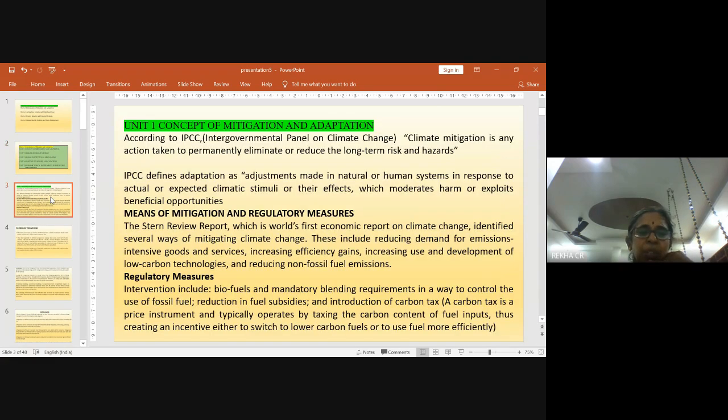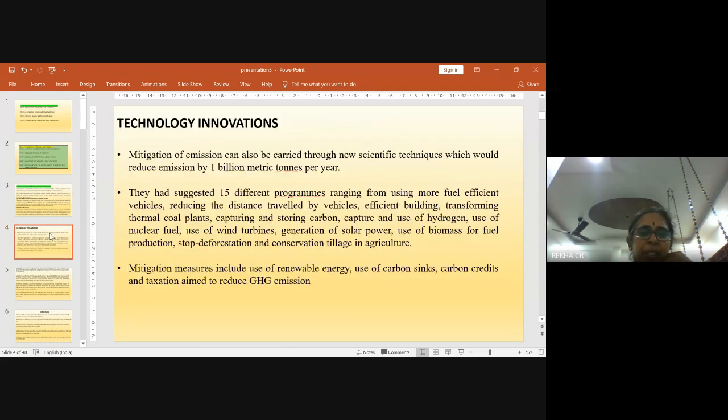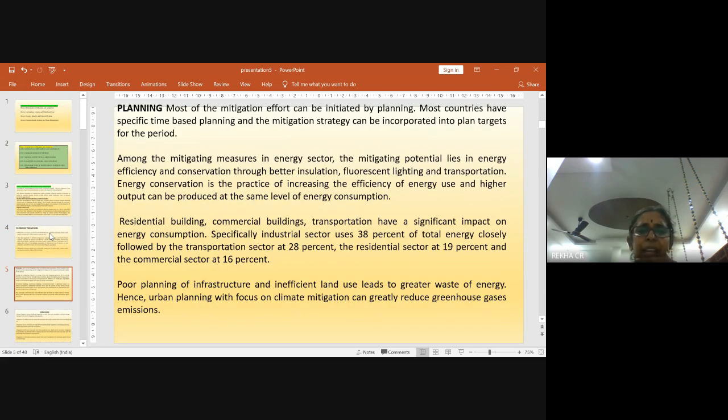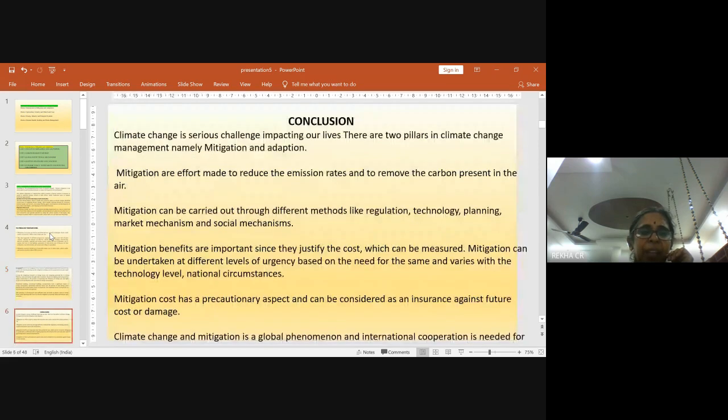So the first unit, that is the concept of mitigation and adaptation. We have seen certain technology innovations, the scientific techniques which reduce the emission, and the planning. Most countries have specific time-based planning and mitigation strategy. Each sector has its own mitigating potential. And next one, to conclude this topic, the climate change.